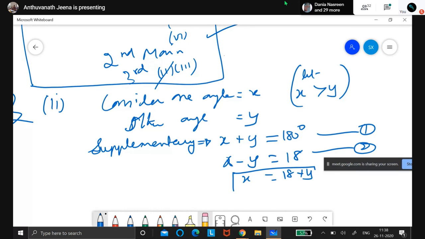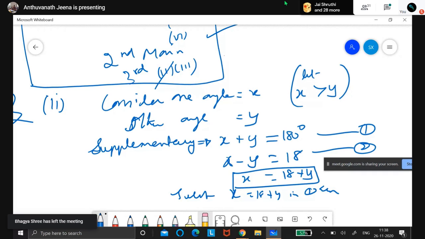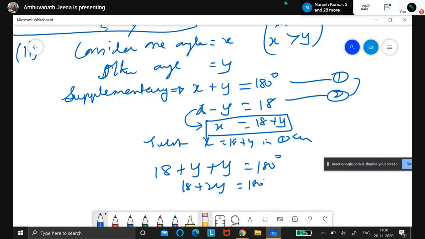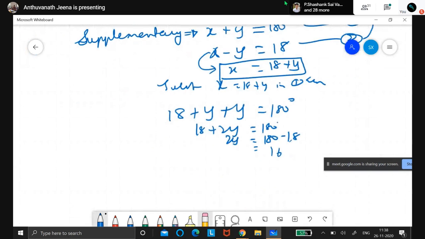Substitute x is equal to 18 plus y in the first equation. I have changed the second equation, so I am substituting in the first equation. Instead of x you put 18 plus y is equal to 180. So 18 plus 2y is equal to 180. So 2y is equal to 180 minus 18. What is 180 minus 18? 162. So 2y is 162, so y is equal to 162 by 2, which is 81.